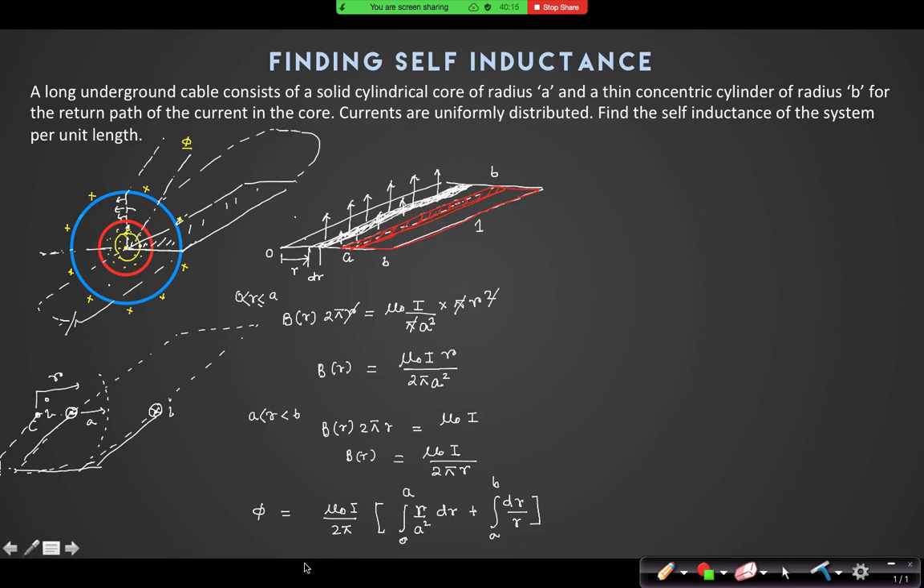What is the flux here? Mu naught I by 2 pi, into half plus, I will cancel I. It will be mu naught by 2 pi into, half becomes 1 by a square into the integral of r dr, which is half r square by 2. It will be half, and that part will be ln b by a. Okay, no problem. Now we will talk about the energy method.